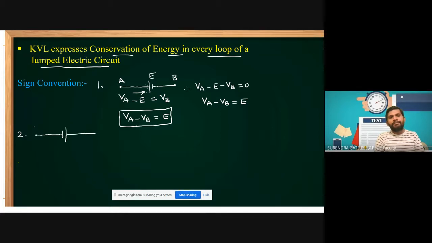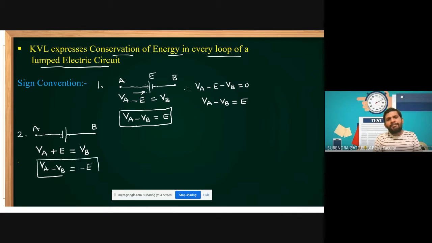This is A and this is B, students. Then how can we write? Don't bother about where it is connected to negative or positive; mainly concentrate on this battery side. This is VA. Then we are moving from negative to positive, that is plus E, a rise of voltage. This is equal to VB. Then what do we get, students? VA minus VB equals minus E.